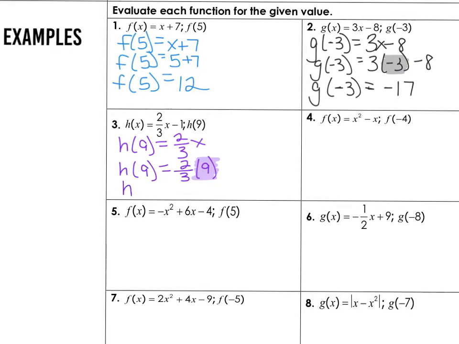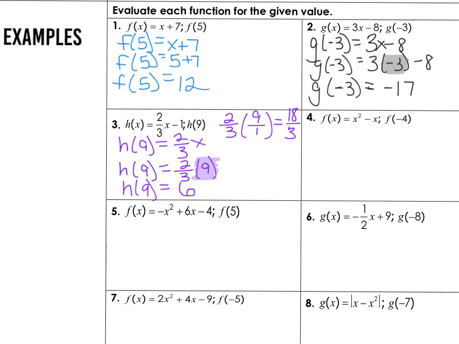Now I'm going to evaluate h of 9. And if you have a calculator, just put in 2/3 times 9. Remember, we have that app. Also, if you don't have a calculator, you could do 2/3 times 9 over 1. Make it a fraction. You multiply across the top and get 18. Multiply across the bottom and get 3. And when you do 18 divided by 3, you get 6. So h of 9 equals 6.